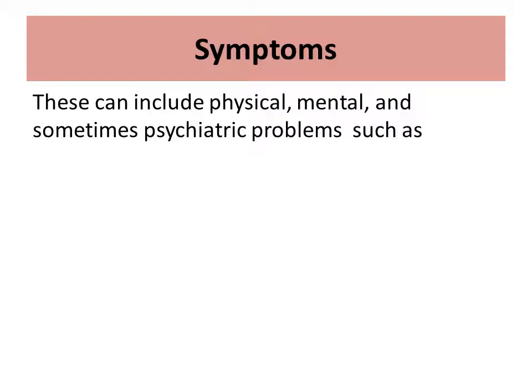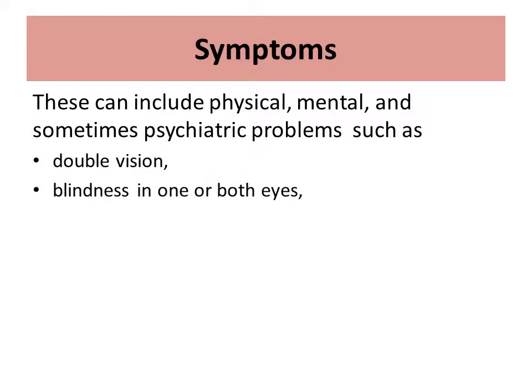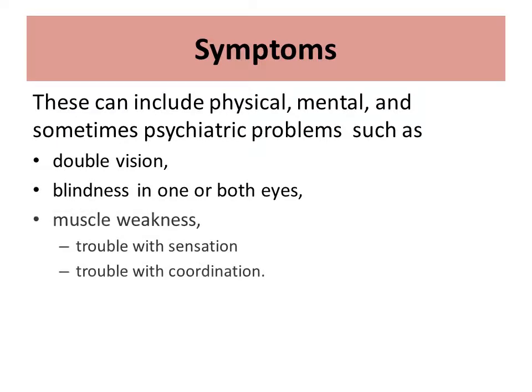But the sorts of things that you would commonly see with someone with multiple sclerosis would be things like distorted vision, so they might have double vision. They could develop blindness in one or both eyes. So obviously the nervous system provides quite a lot of nerves towards the eyesight, so any damage to those nerves will result in permanent distortion of eyesight, which is obviously quite upsetting for people in that situation.